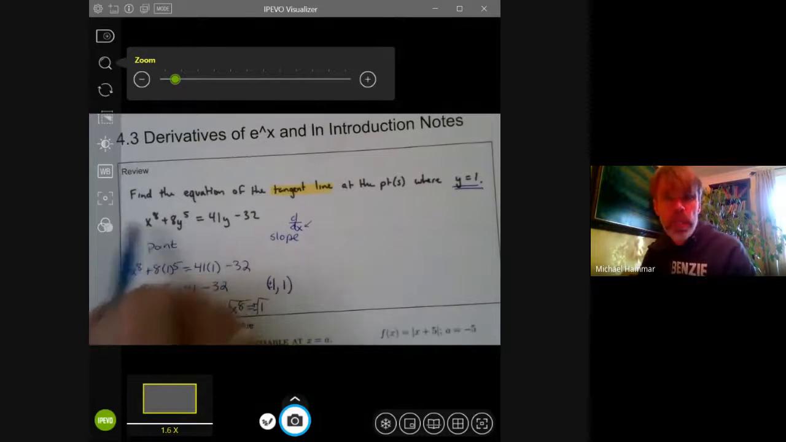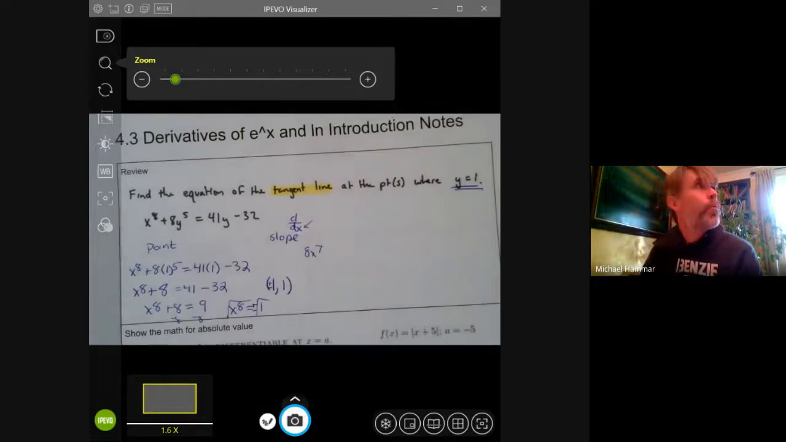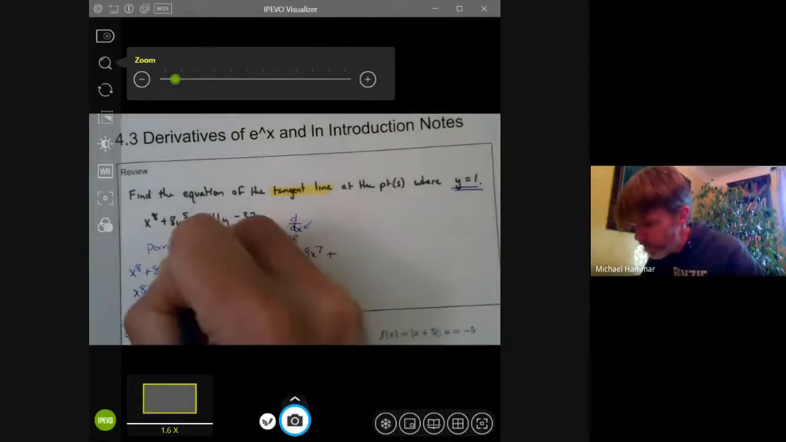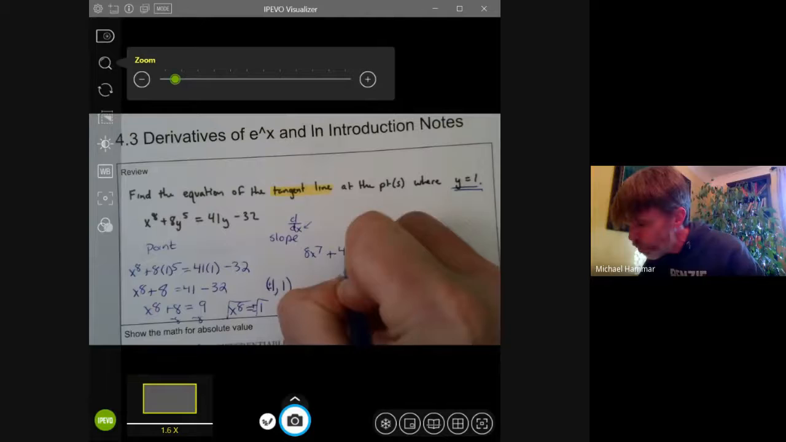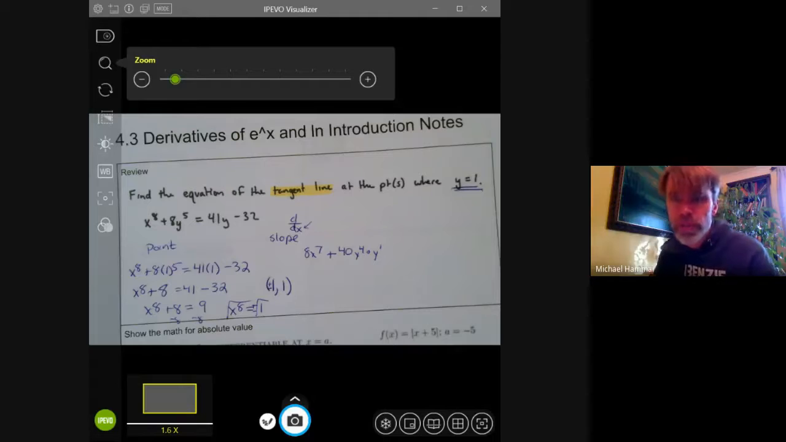So let's use the rule, x to the 8th. Well, that's going to be 8x to the 7th. And then we have dx over dx, which is 1. Now we have a thing with a y. It's going to be 8y to the 5th. Remember, 8y to the 5th is going to be an implicit differentiation thing. So we're going to use the rule. It's going to be 40y to the 4th. But remember, we have to multiply it times the derivative of y. So I'm going to use y prime because it's a shorter notation instead of writing dy over dx.